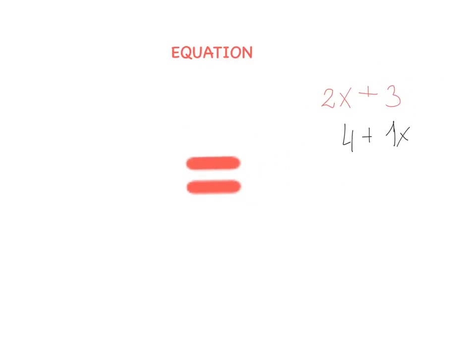Okay, so let's say we have an expression 2x plus 1 equals 4. An expression that has an equal sign. So we have the left side of the equation and the right side of the equation. Let's mark it. This is the left side, L. This is the right side.